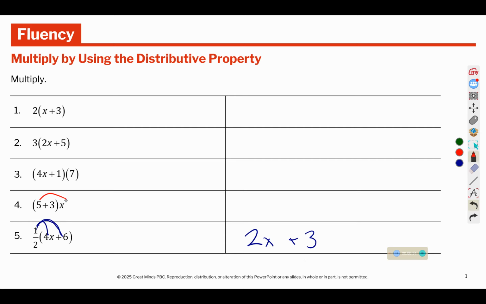In this one, we would have 5 times x and 3 times x. There's an addition in the middle, so we'll keep that. But since these are both variable terms and they're using the same type of variable, we can combine those to make 8x. 5x plus 3x is 8x pieces.